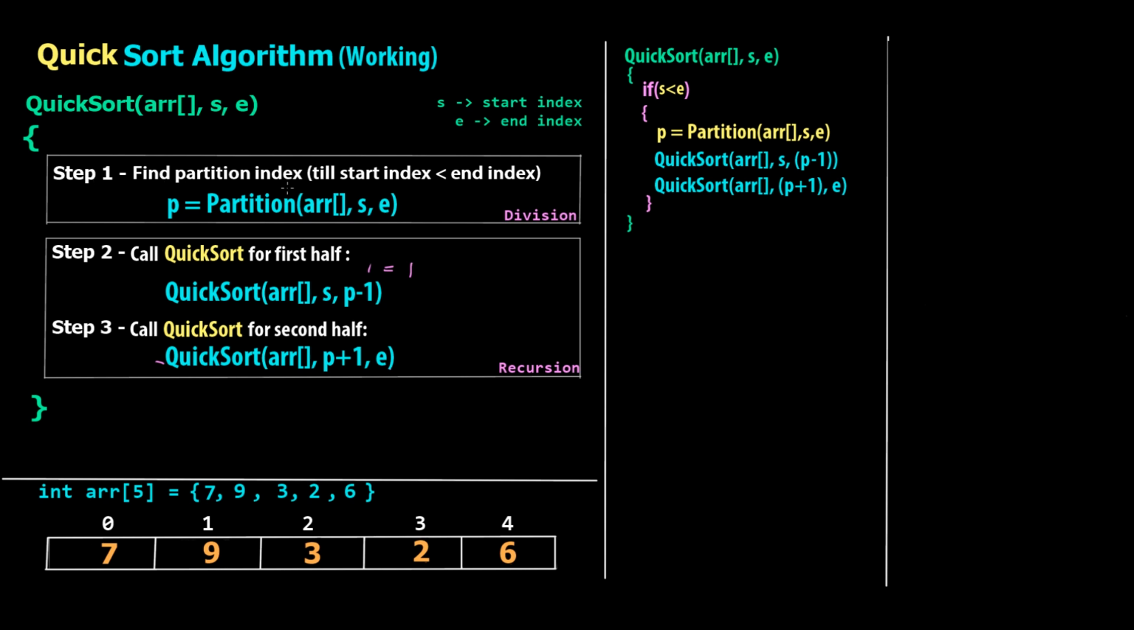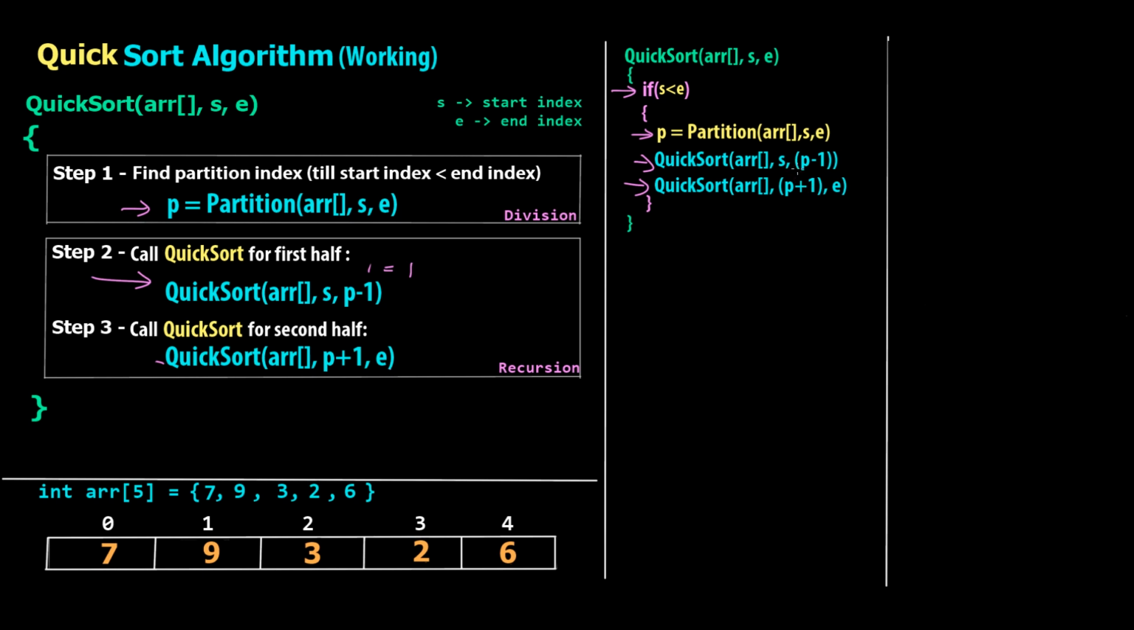Step number 1, find the partition index till start index is less than end index. So that condition is called over here in the if block. We are saying if S is less than E. First step is to get the partition index. Second step is to call QuickSort for the first half, that is S and P minus 1. And the third step is another recursive call for the second half, or the second partition, which is P plus 1 comma E.